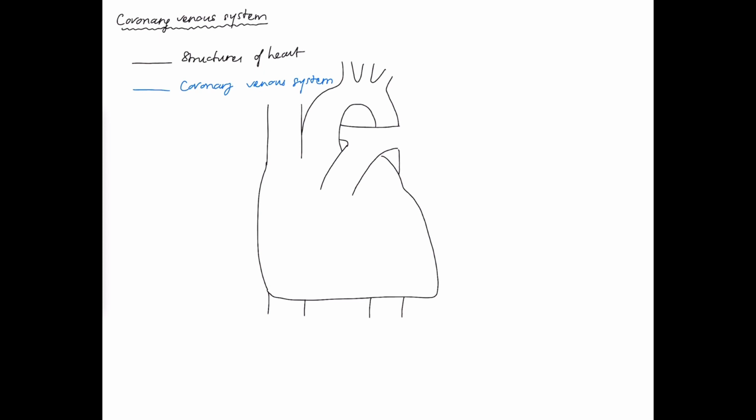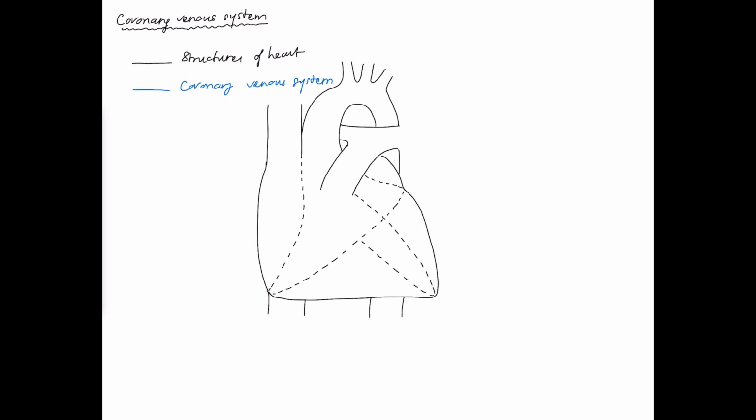as well as the anterior and posterior interventricular sulci. Okay, so now let's draw the right coronary sulcus over here, the left coronary sulcus over here, as well as continuing the sulcus all the way to the posterior side of the heart, like this. Okay, and now let us draw out the anterior interventricular sulcus right here, as well as extending it all the way to the back and becoming the posterior interventricular sulcus, like this.